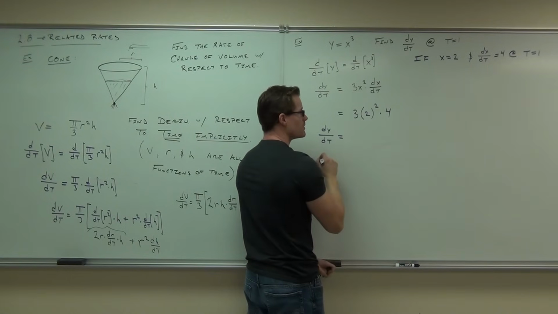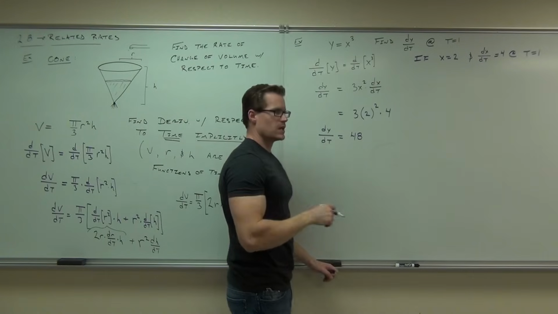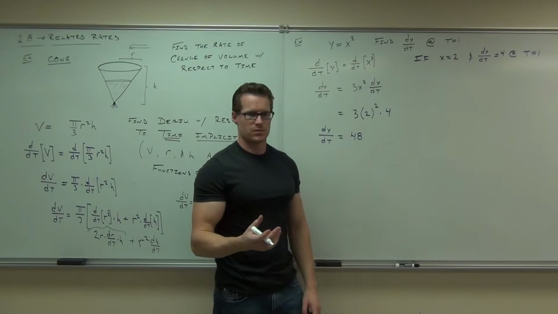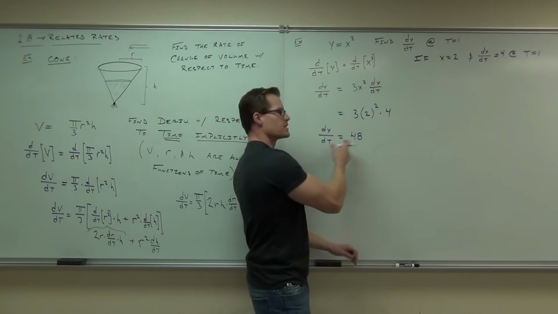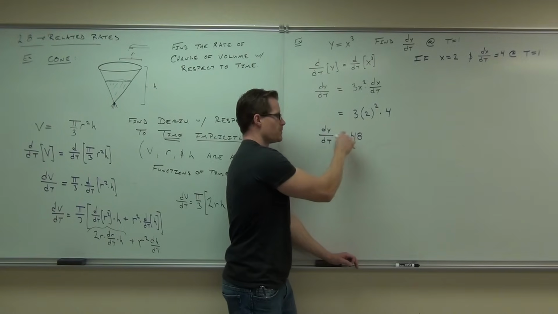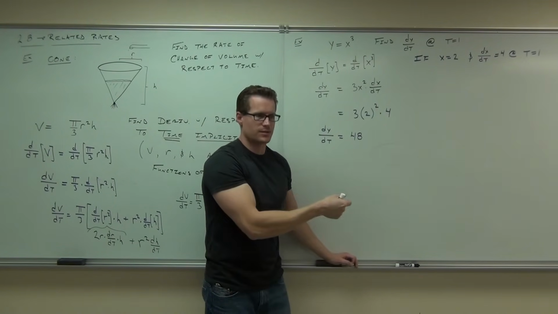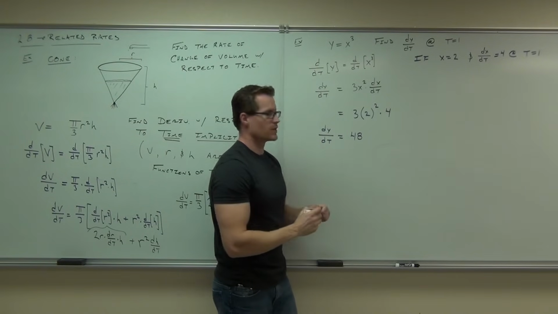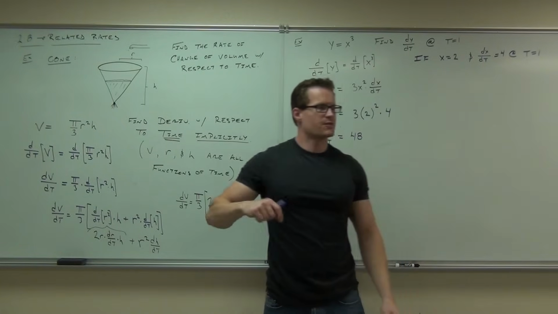What is it? 48 units according to whatever time, like seconds or hours, according to whatever t is. What does this mean? This means that y is changing at a rate of 48 whatevers per unit of time. That's what that says. You okay with this? Cool. All right. Let's intensify the problem just a little bit.